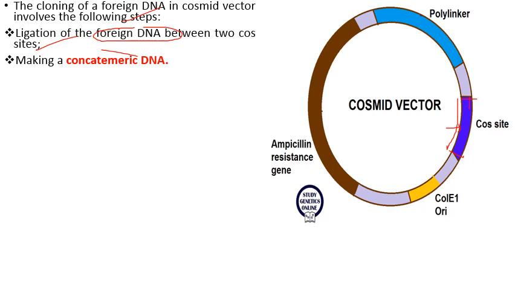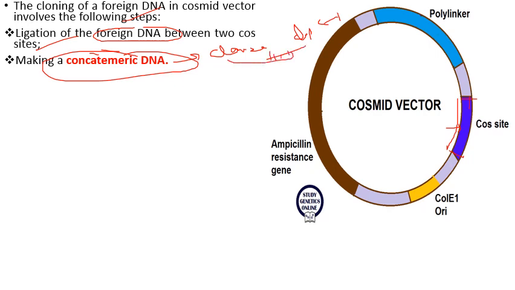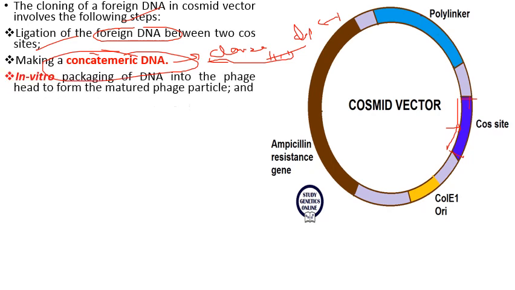This concatemeric DNA is the DNA which contains multiple cloned sequences from different regions of DNA. तो अलग अलग region के जो sequences हैं उसको एक ही जगह पे copy कर लेता है ये, और वो जो DNA होता है that is called concatemeric DNA. So it involves in vitro packaging of DNA into the phage head to form the matured phage particle.